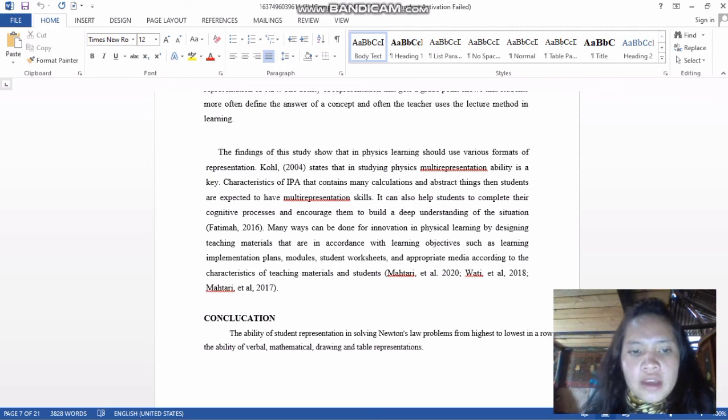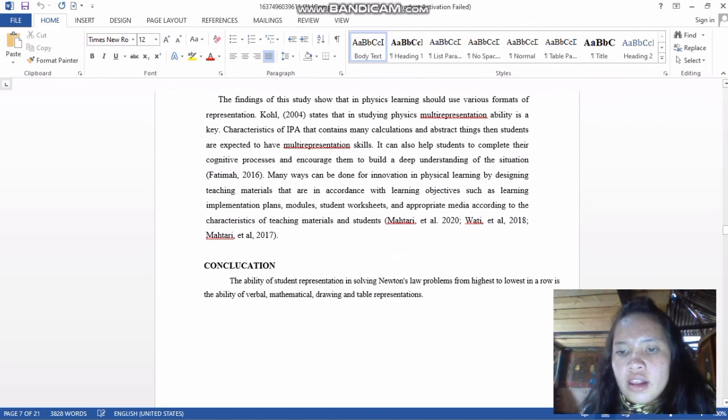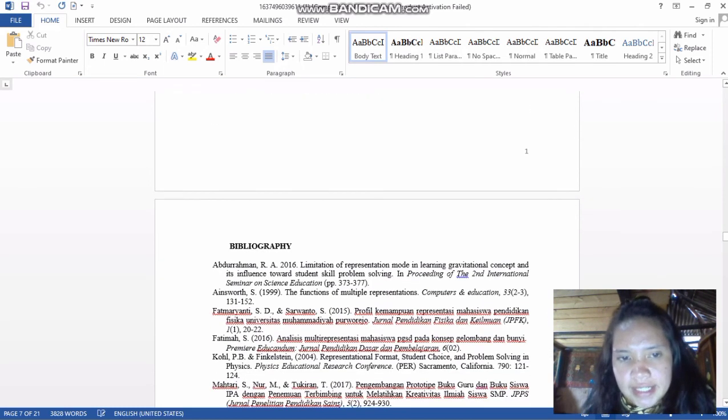Conclusion: the ability of student representation in solving Newton's law problems, from highest to lowest in order, is the ability of verbal, mathematical, drawing, and table representation.